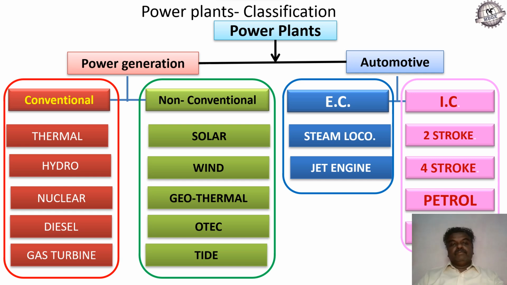And when it comes to power plants, there are two major categories, namely conventional and the non-conventional power plants. In the conventional, we have thermal power plant, hydro power plant, nuclear power plant, diesel engine power plant, and gas turbine power plant. On the other hand, in the non-conventional category, we have solar power plant, wind energy power plant, geothermal power plant, ocean thermal energy conversion power plant, and tidal energy power plant.